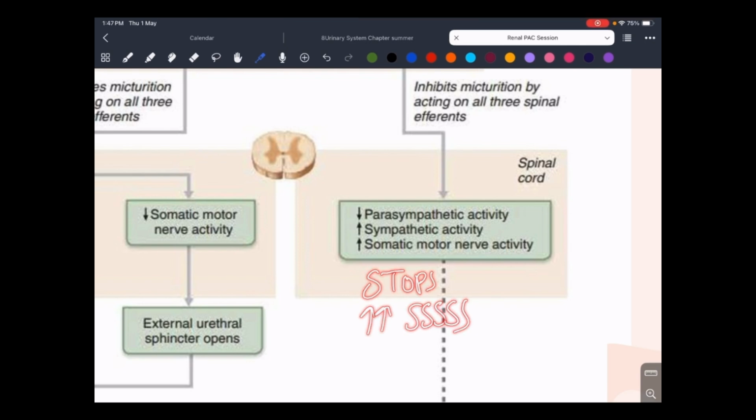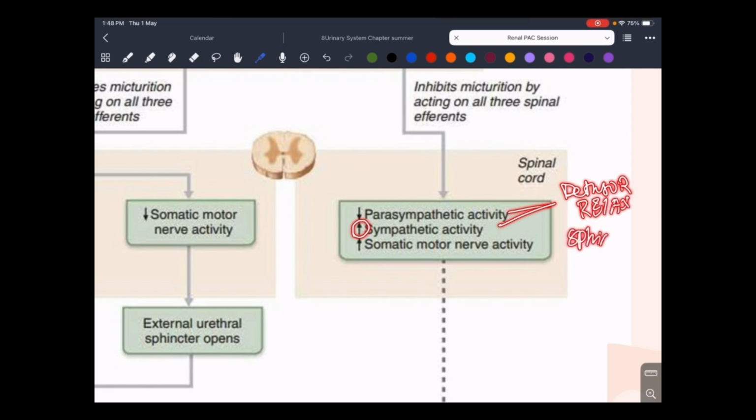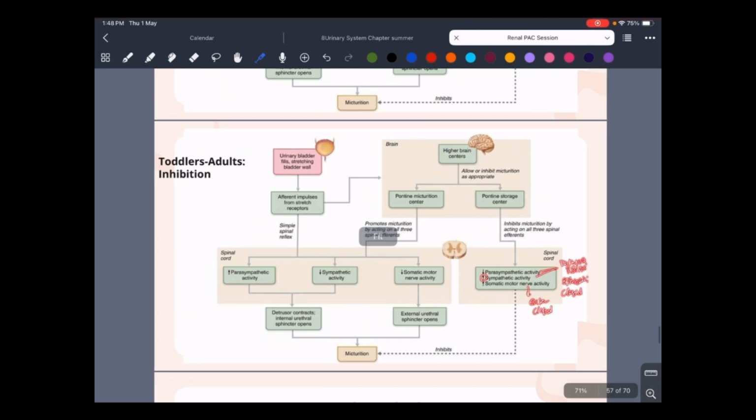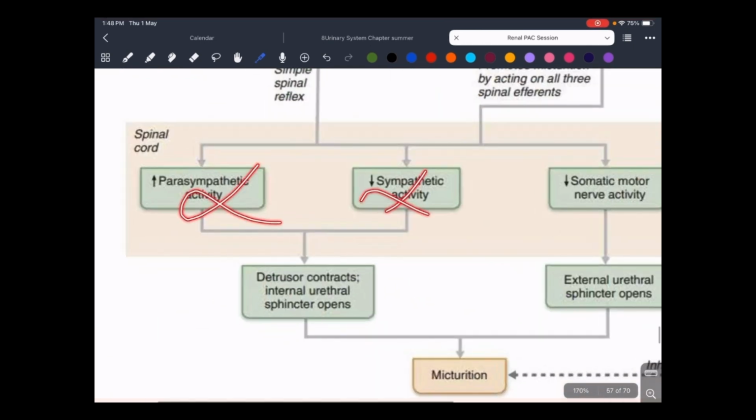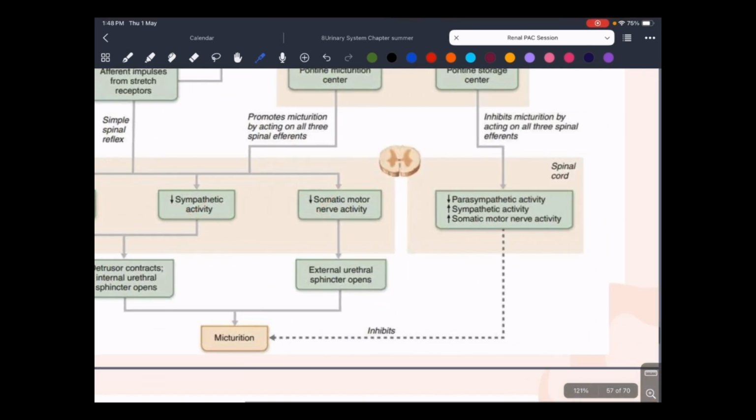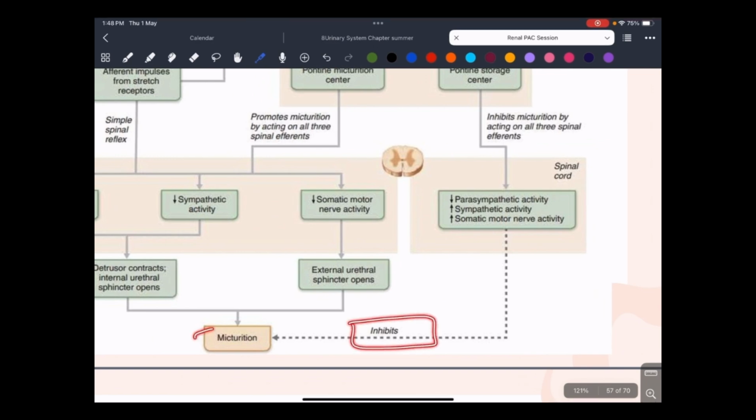You can remember it this way. What are the 2 S's? Sympathetic activity and somatic motor nerve activity. What's this going to do? Decreasing parasympathetic activity and increasing sympathetic activity is going to cause the detrusor muscle to relax instead of contract, and it's going to cause the internal urethral sphincter to stay closed. Same thing here, external will stay closed. So literally it comes and says no thank you, I don't need any of this, I'm going to go exactly opposite to it, and thus it inhibits urination.